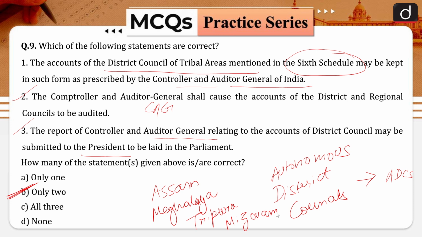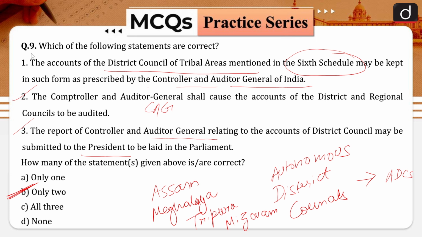The governor may make rules for the management of the district fund, or as the case may be, the regional fund, and for the procedure to be followed in respect of payment of money into the said fund, the withdrawal of monies therefrom, the custody of monies therein, and any other matter connected with or ancillary to the matters aforesaid. The accounts of the district council or the regional council shall be kept in such form as the Comptroller and Auditor General of India may, with the approval of the President, prescribe.